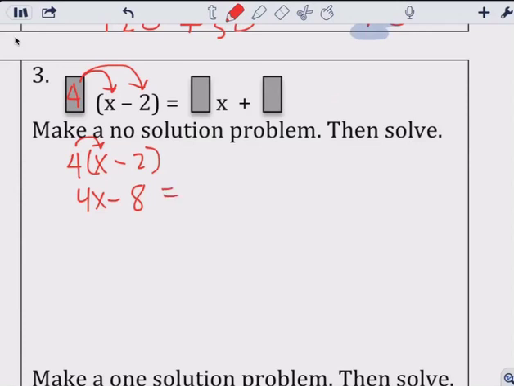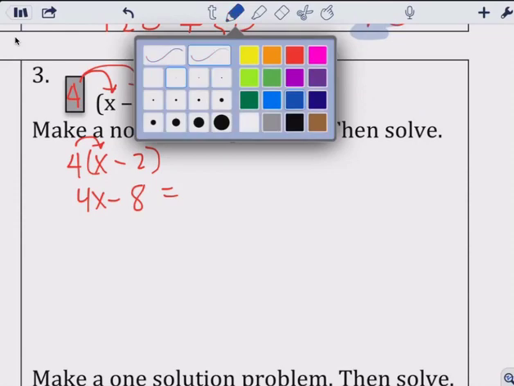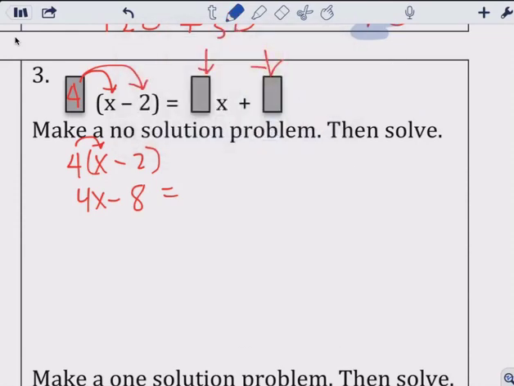Okay, so now we can know what to put here, right? After we distribute, we know no solution. What has to be different? The second box. The constant. The constant has to be different, right? Yeah. The constant is different, but the coefficient has to be the same. So this 4x, that needs to be 4. There's no changing that.